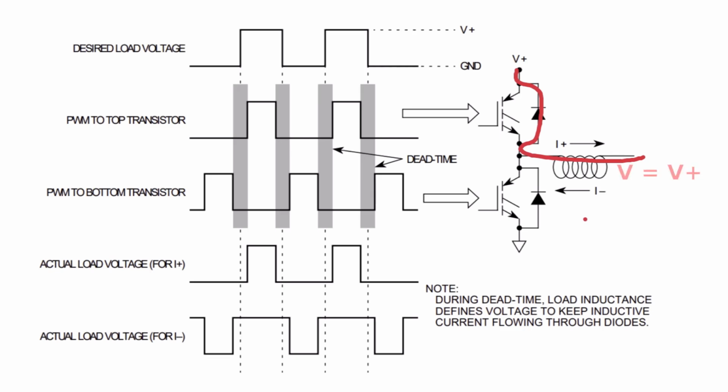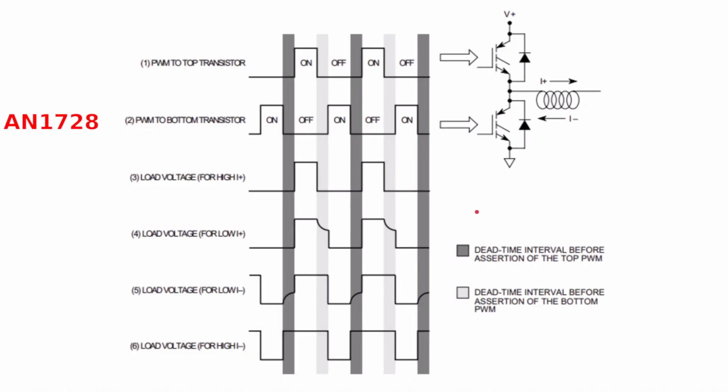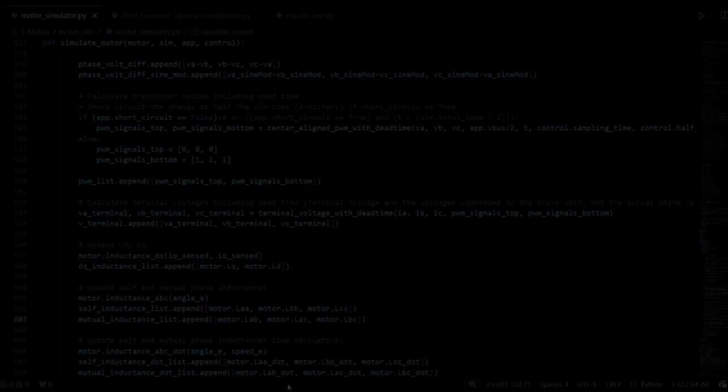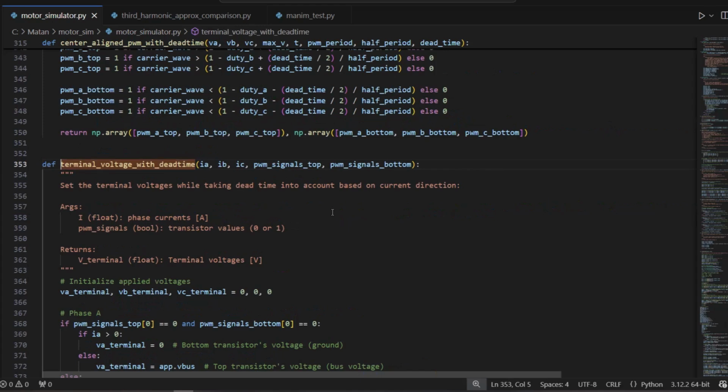So again, we'll assume the phase voltage will equal the bus voltage. Here's an app note written by David Wilson, and we can see here that the phase voltage behavior isn't necessarily so clear-cut. However, as a first-order approximation, we'll assume the phase voltages are constant during the dead time period. Let's look at the implementation.